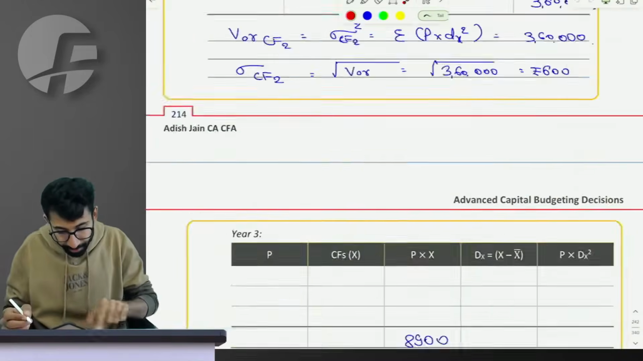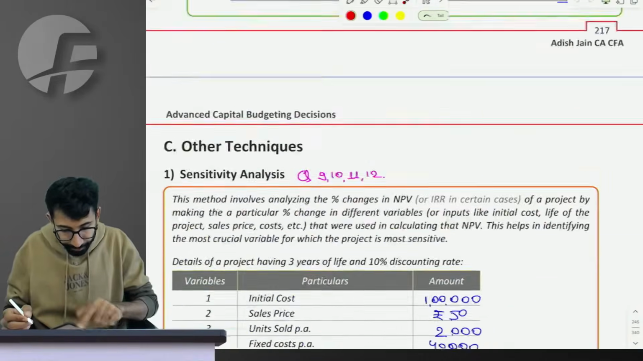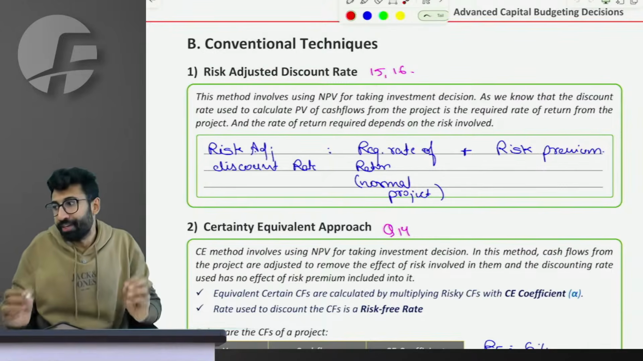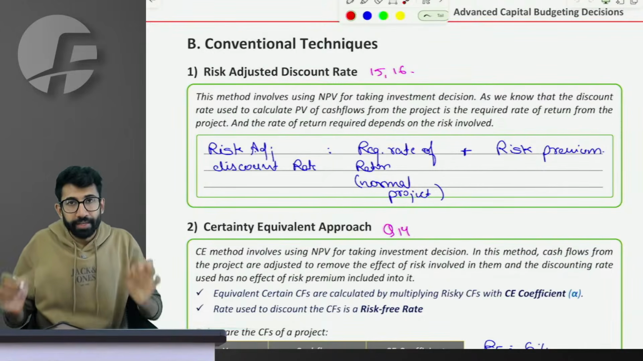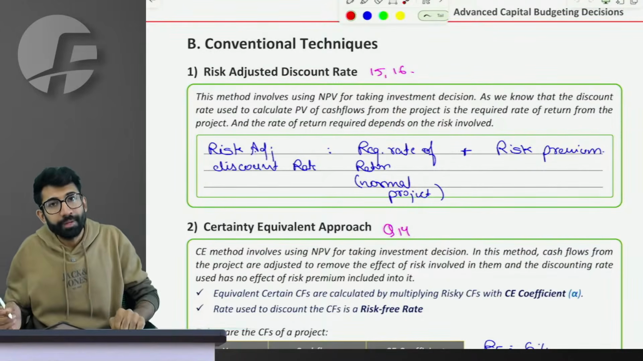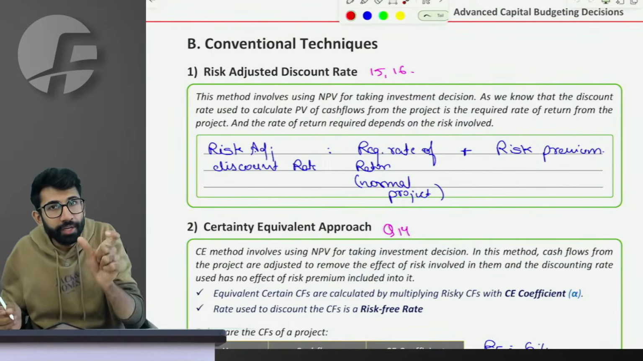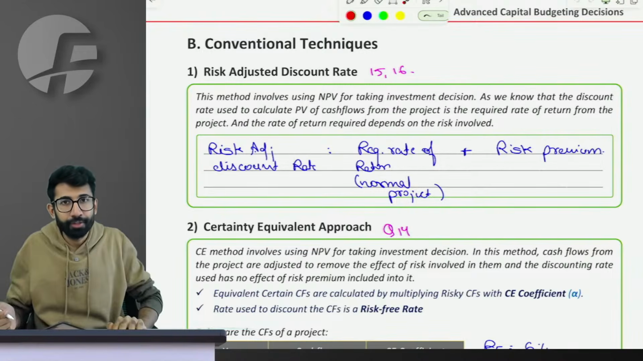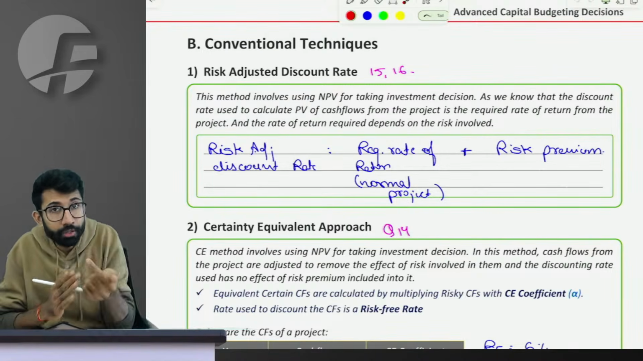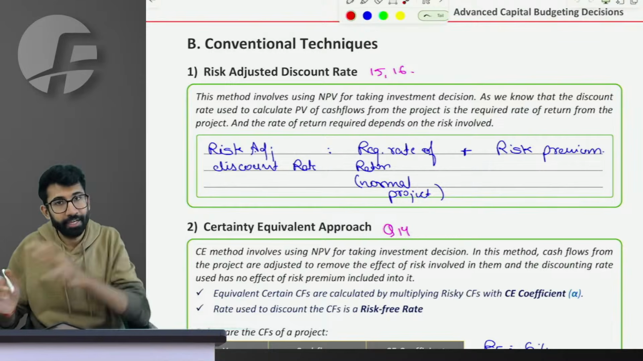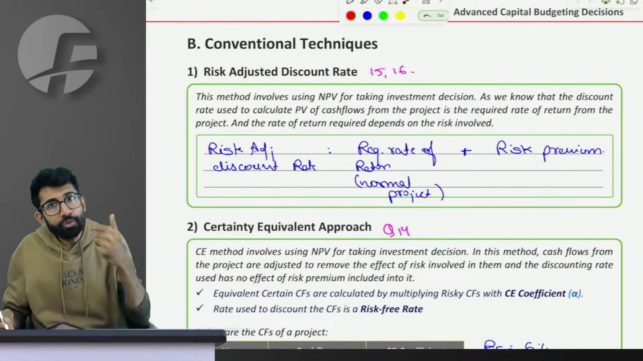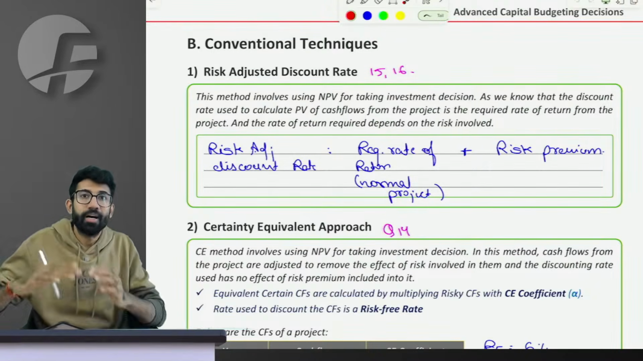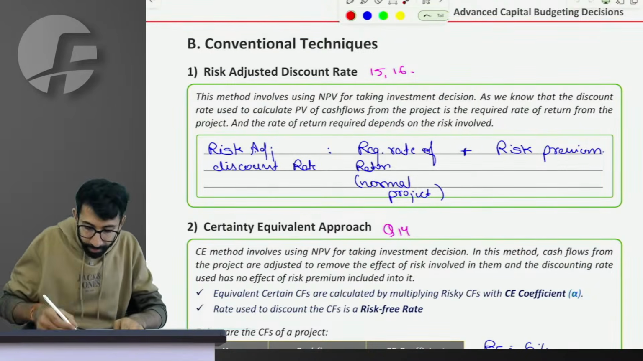So sir, certainty equivalent approach and risk adjusted discounting rate. You look at this. Risk adjusted discounting rate is common sense. If you remember the basics, the discounting rate for any project, any share, any bond is its required rate of return. That is how much you require to earn from that project, share or bond. How much you require to earn depends on the risk involved. Higher the risk, higher the rate of return you want.